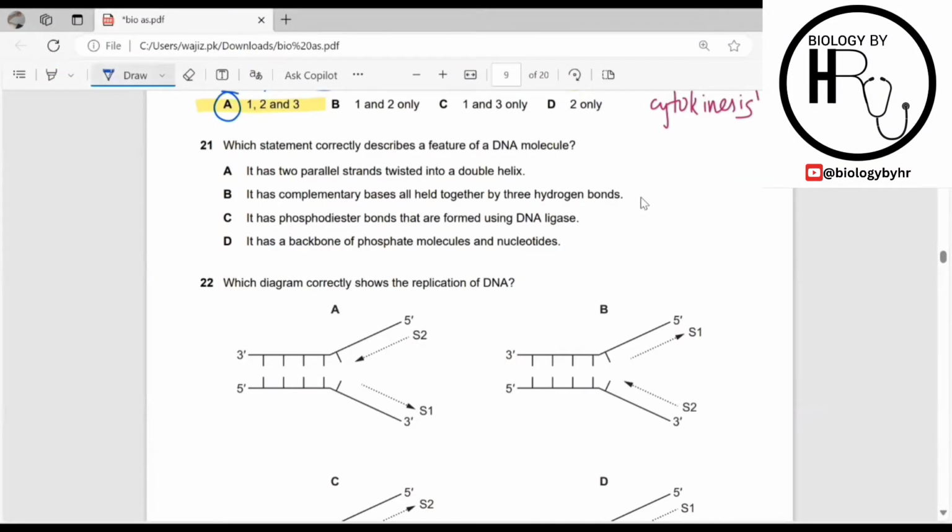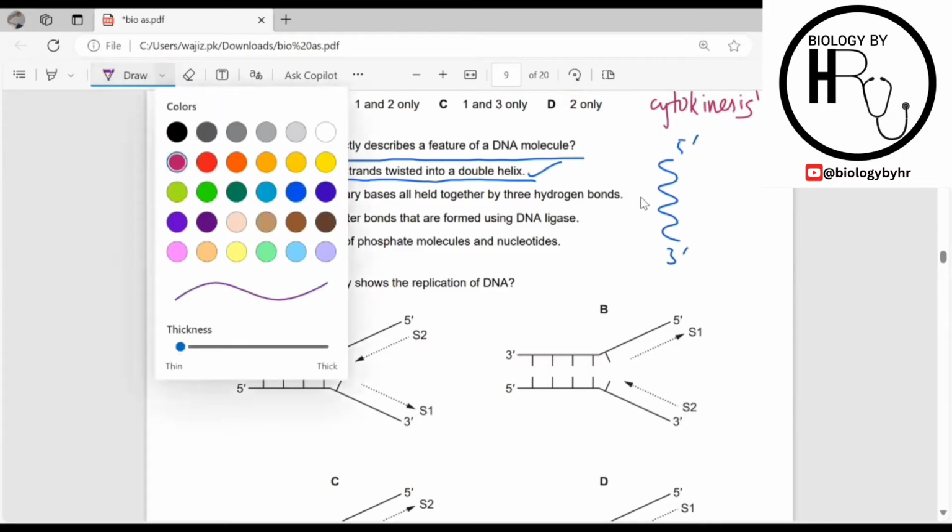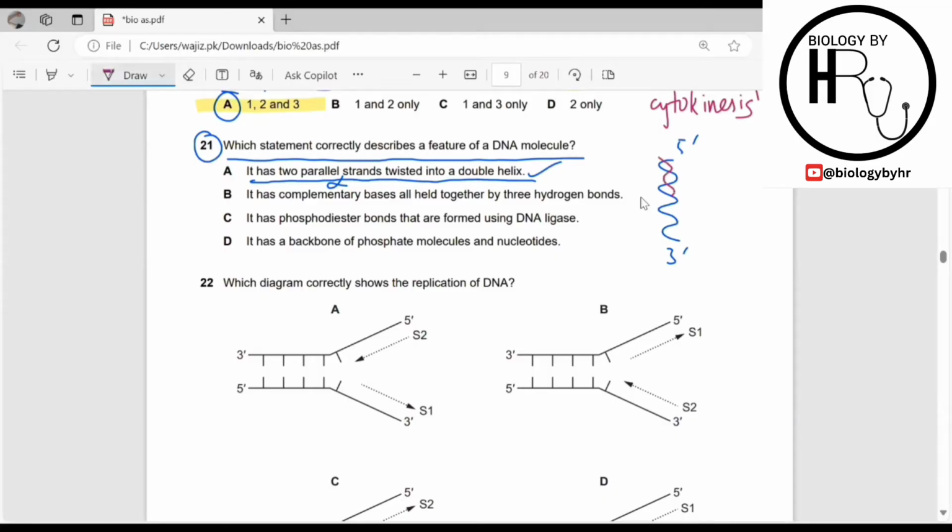Question number 21 says, which statement correctly describes a feature of a DNA molecule? Option A says it has two parallel strands twisted into a double helix. We all know that DNA has a double helix structure, but it does not have parallel strands. It has two anti-parallel strands, meaning that if one strand is running from 5 prime to 3 prime, the other strand must be running from 3 prime to 5 prime.